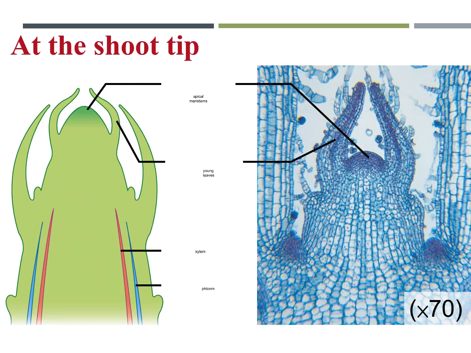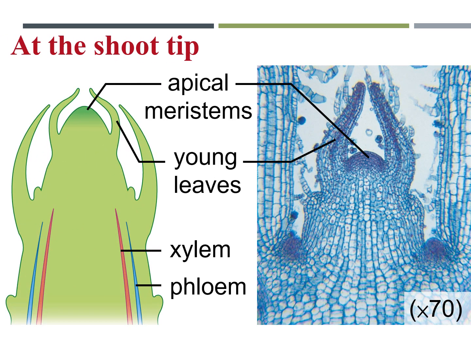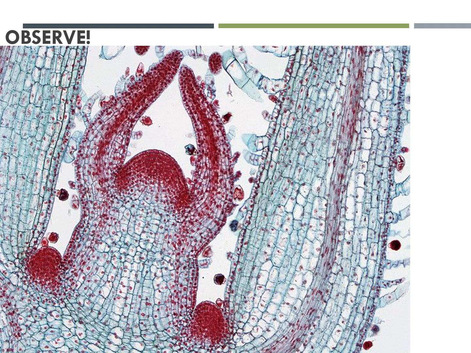Besides finding the apical meristem in the root tip, you can also find it in the shoot tip. Those cells that are very tiny at the very top of the shoot tip are the apical meristem. This is the shoot tip, and you can find the apical meristem here.